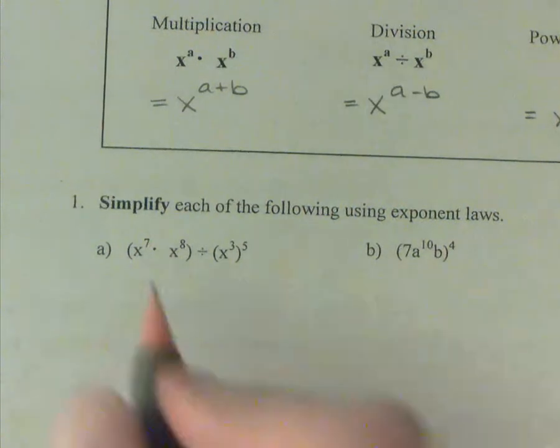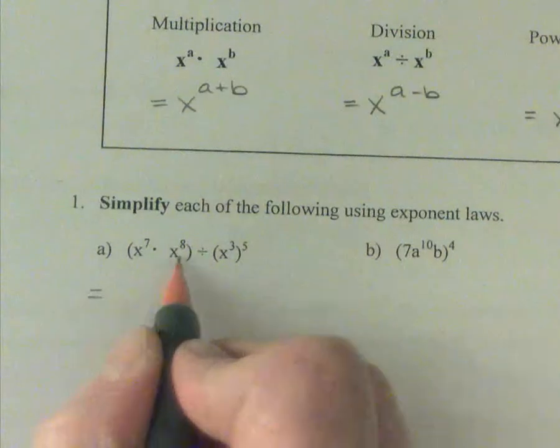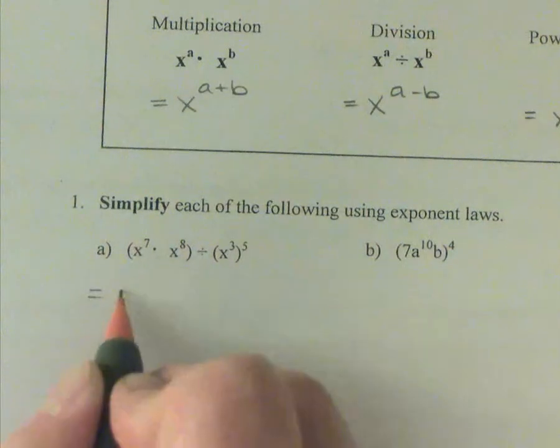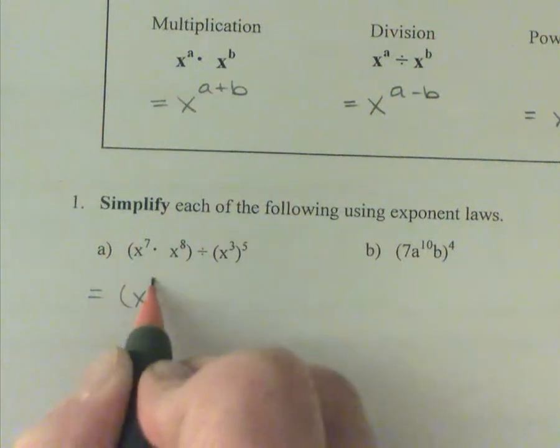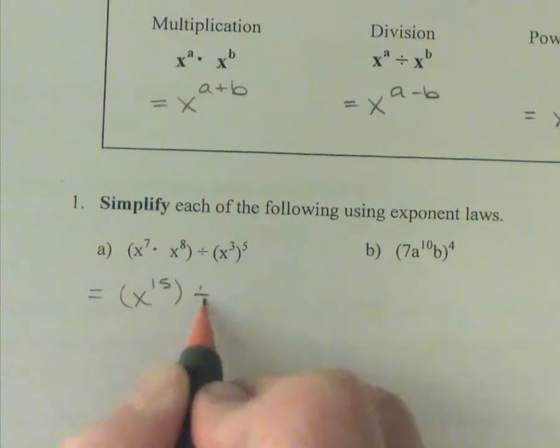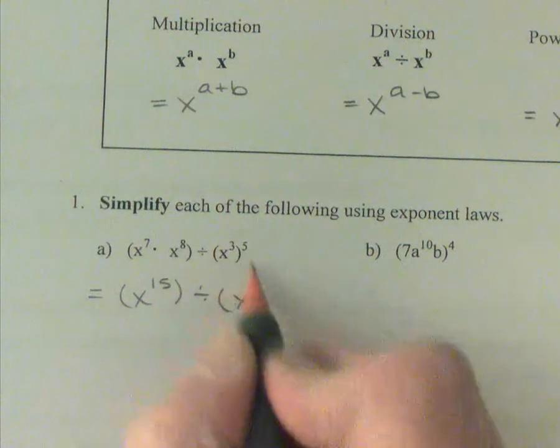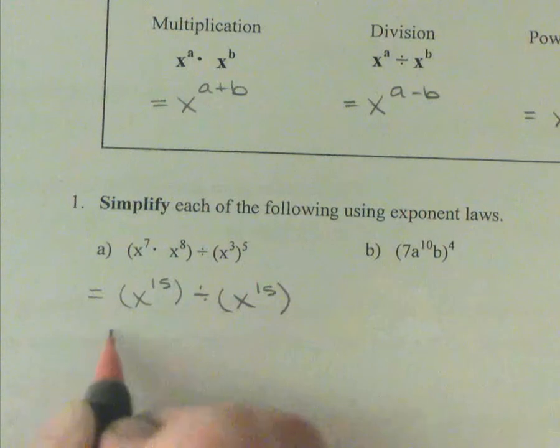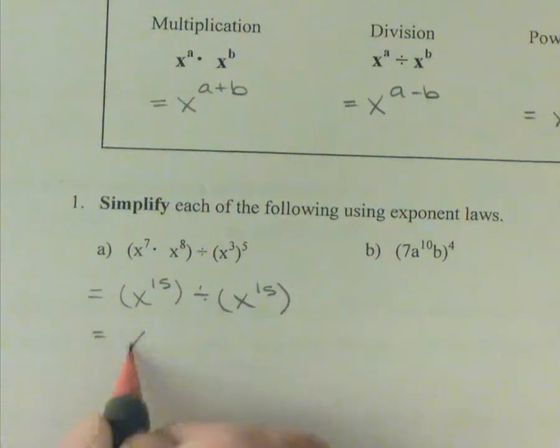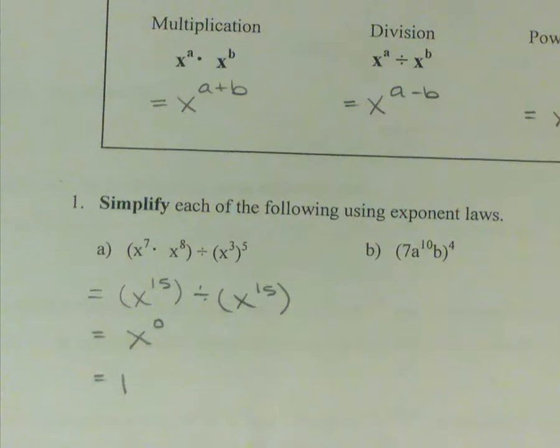So what I want to do is do the brackets first. I'm going to add because I'm multiplying. So I get x to the power of 15 divided by, and then I'm going to multiply x to the power of 15. I'm going to subtract. So I get x to the power of 0, which is 1.